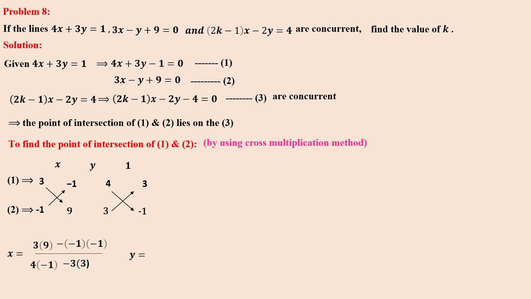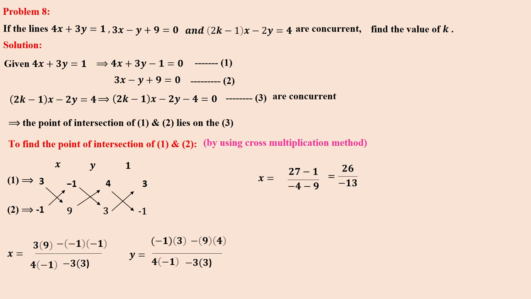And y is equal to, take the numbers under y: minus 1, 4, 9, 3, divided by the same constant term. So y is equal to minus 1 into 3 minus 9 into 4, whole divided by the constant term, that is 4 into minus 1 minus 3 into 3. Now x is equal to 3 into 9, 27, minus of minus 1, that is plus, minus 4 minus 9.